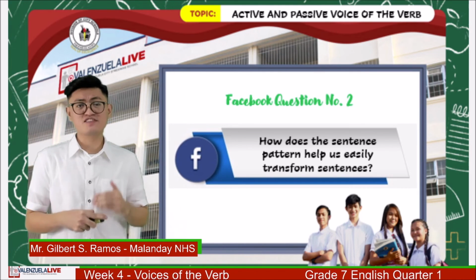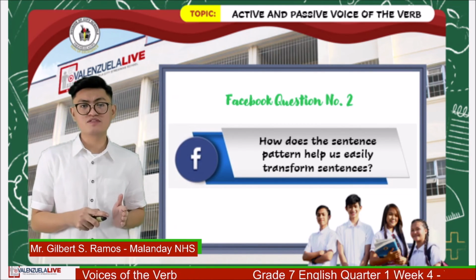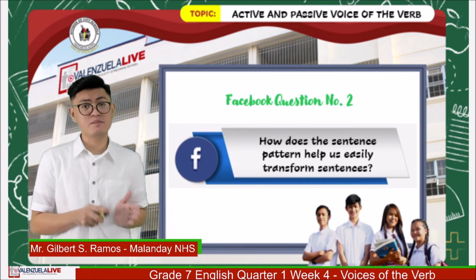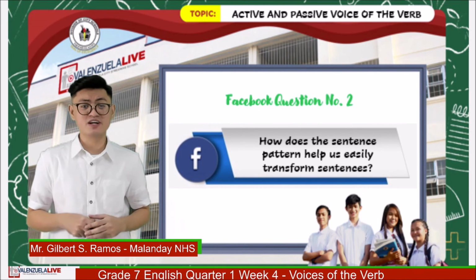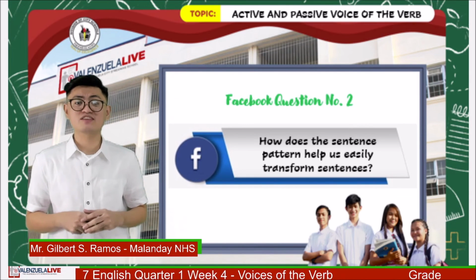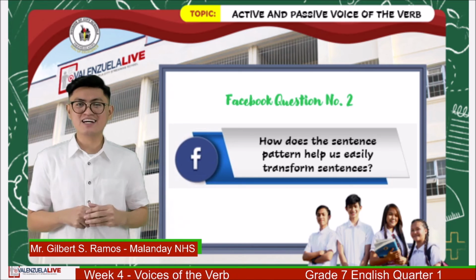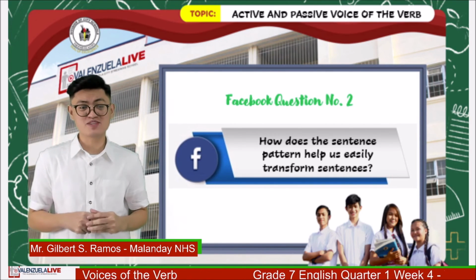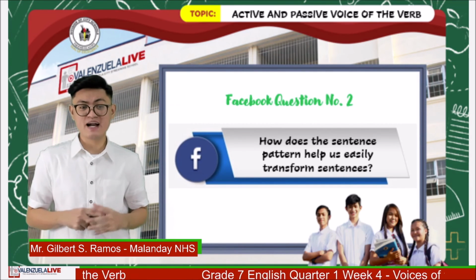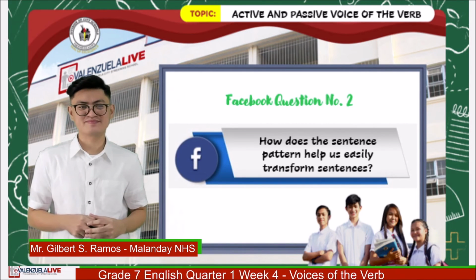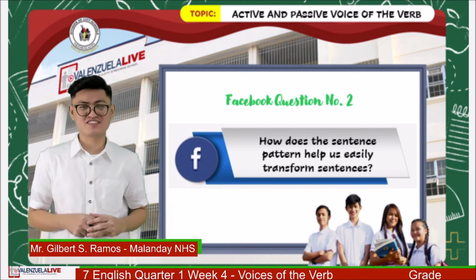In the same example, he distributes the food packs. The sentence pattern is subject, transitive verb, and direct object. In transforming it, get the object and make it your subject. The food packs are distributed by him. Thank you for that question.